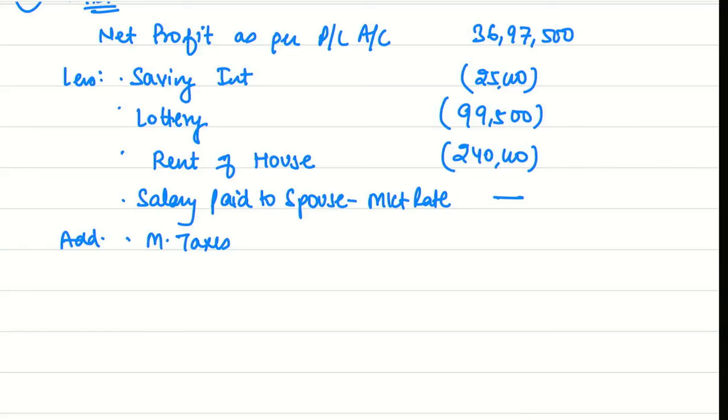Okay, add municipal taxes for house. So 75% of 10,000, 7,500, I'll add it back. It is debited. I am adding it back, plus. I will not show it as negative. It is plus.